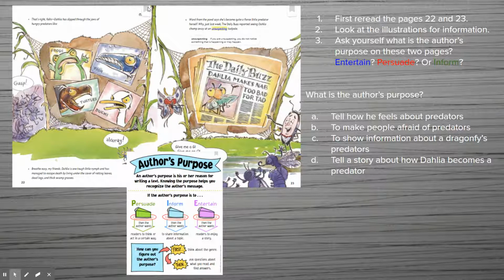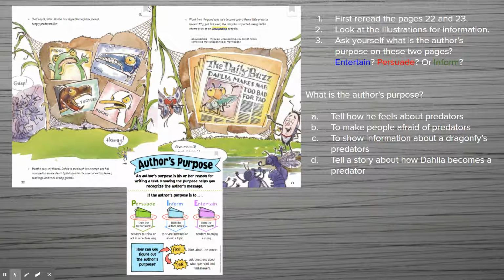Was the author trying to tell us how he feels about predators, the animals that eat other things? I don't think so. Was the author trying to make people afraid of predators? I don't think so. Was the author trying to show information about a dragonfly's predators? It could have been telling us a little bit because it told us about the things that might have eaten Delilah, the frog, the fish, the turtle, and the ducks, but I don't know if that's the whole thing. Or is it a story about how Delilah becomes a predator?